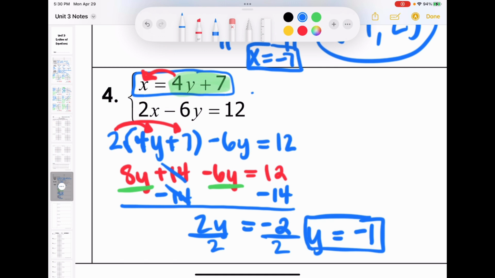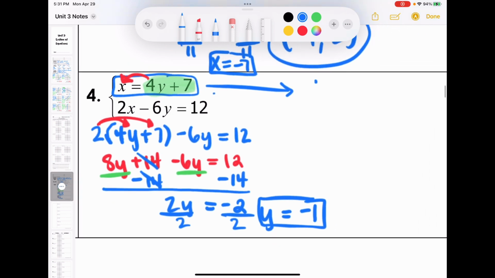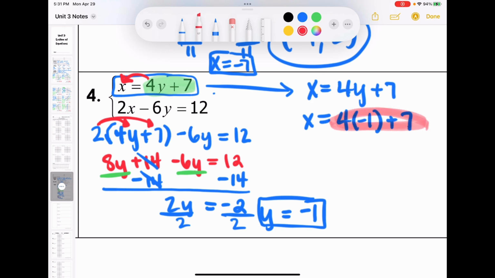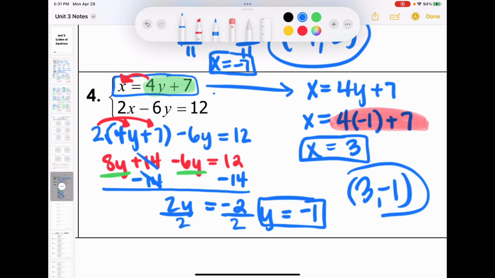All right, so step 3, we're going to substitute our answer into the revised equation from step 1 and solve for the other variable. So I'm going to take our first equation and I'm going to substitute -1 in for y. You can type this into your calculator, and it should give you 3. So remember, an ordered pair goes x comma y, so this is going to be 3 comma -1 for our solution.